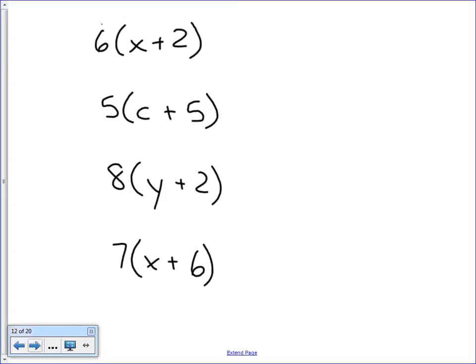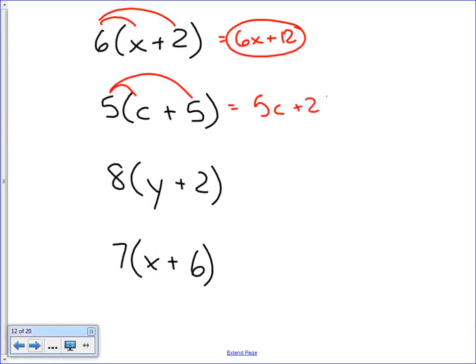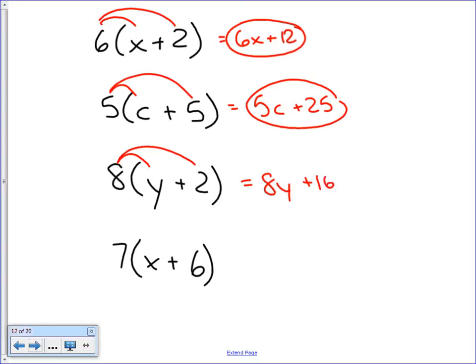So just a few more examples, going through them pretty quickly. So distributing the 6 times x gives me 6x. 6 times 2 gives me 12. Next one here, 5 times c, well, 5c. And 5 times 5 will give me 25. Next one here, 8 times y, 8y. Number and a variable, can't combine. 8 times 2, 16. 7 times the x will give me 7x. 7 times 6 will give me 42.